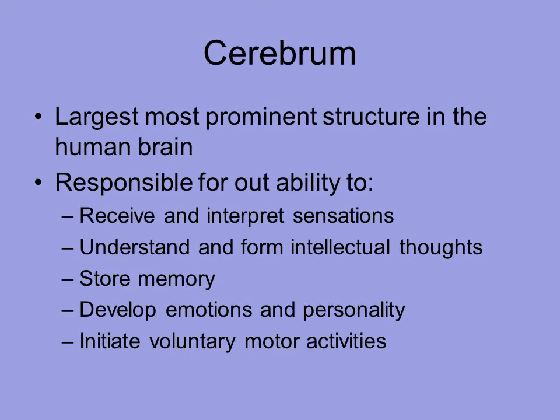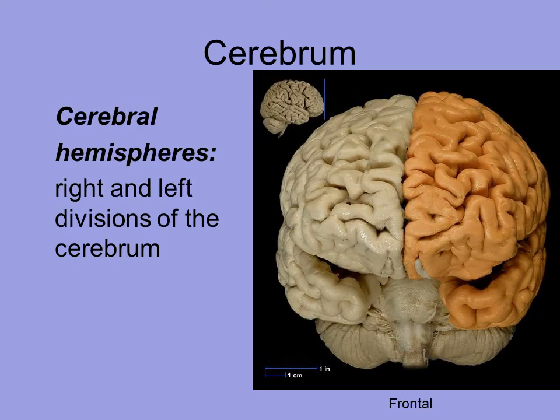The cerebrum, as I just said, is the most prominent or largest portion of the brain. This is where a lot of our cognitive functions are, our interpretation of different sensations that are coming in, intellectual thoughts, some of your memories, emotions are involved here. And what is colored in kind of the orangish color, as you can see, is one of the cerebral hemispheres. There's 2. There's a right and a left division for the cerebrum.